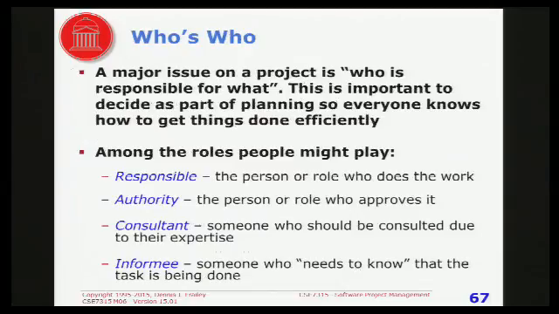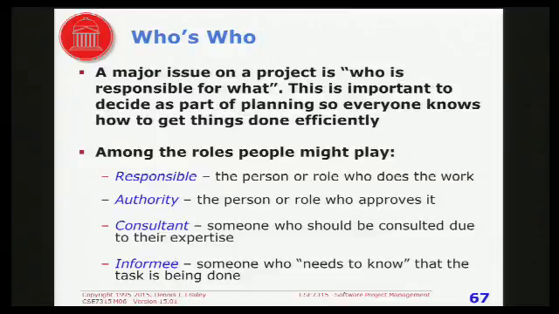One of the major things you want to do on any project, on any part of any project, is determine who's responsible for what. And there are four widely accepted concepts of responsibility. There's responsible, meaning the person who does the work. Authority means the person who approves the work. Consultant means someone who should be consulted because they're an expert on it. And an informee is someone who needs to know what's going on. Maybe they depend on it, maybe they are going to be affected by decisions you make, whatever.